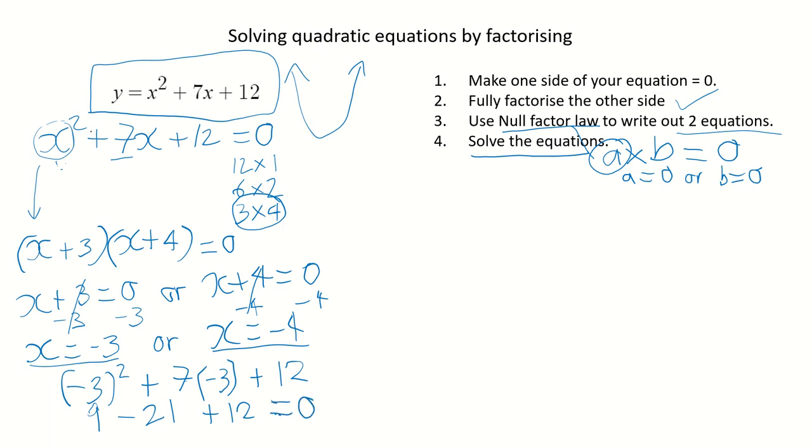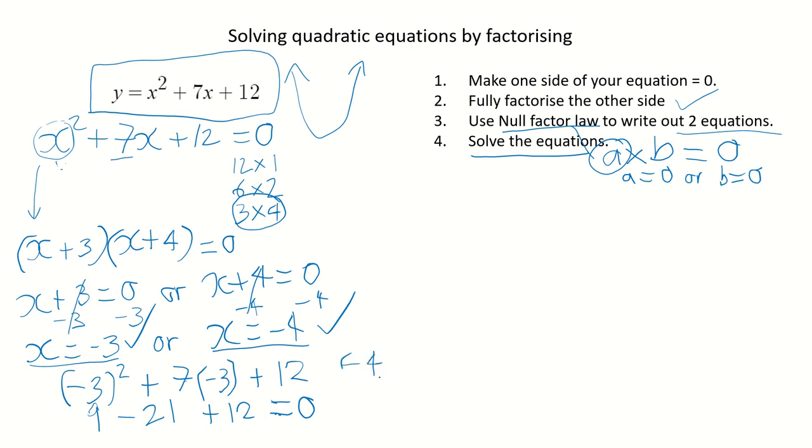So negative 3 is a solution to this equation. Now, we could have done that by trial and error, but that would have been painful. But through factorizing, we found the solutions quite easily. And if I did this exact same thing with negative 4, if I chucked negative 4 into here, let's just do it.